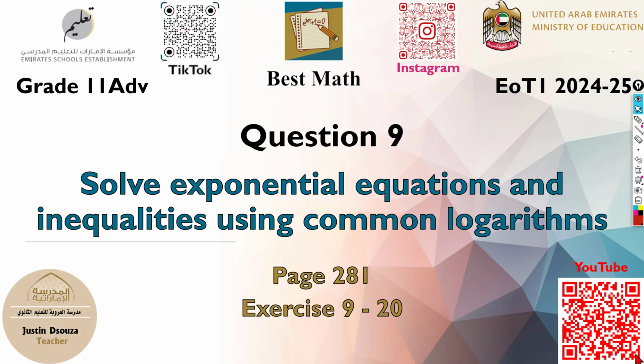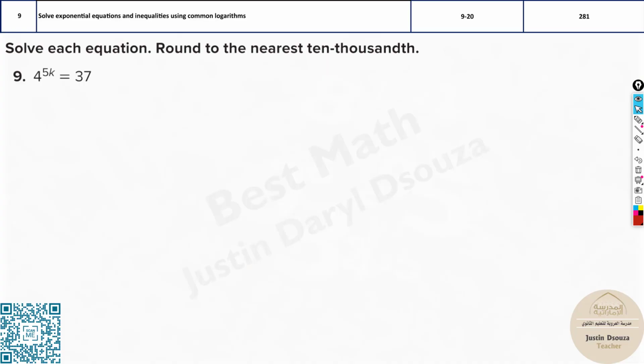Moving to question 9, here we solve exponential equations and also inequalities. The first problems are about equations. We have to just solve them directly and round them to 10,000. Now here 10,000 means 1 and 4 zeros. You can count the zeros. There are four zeros, right?